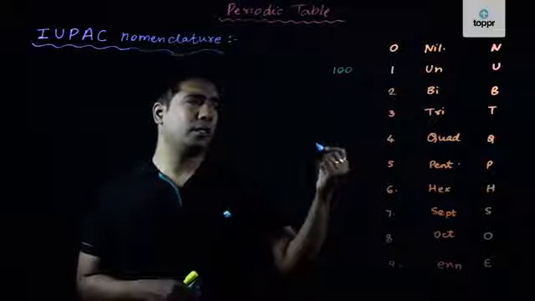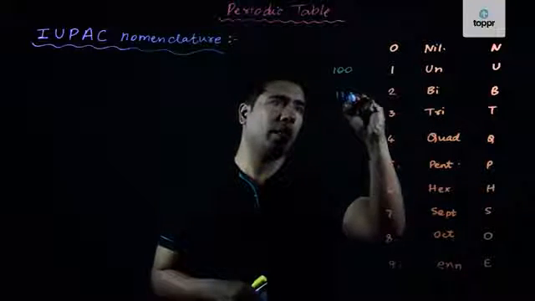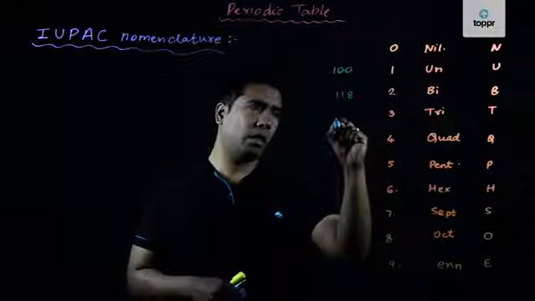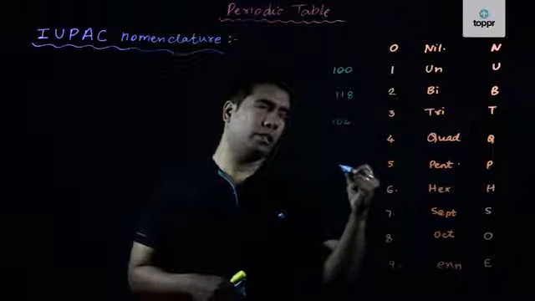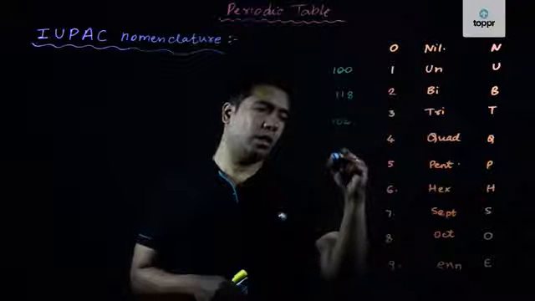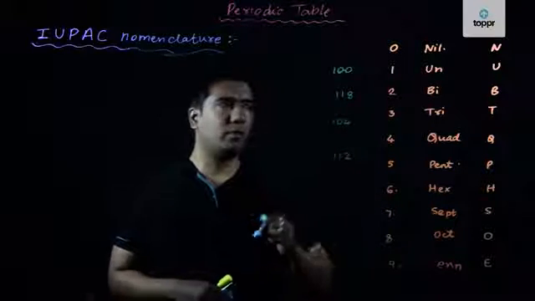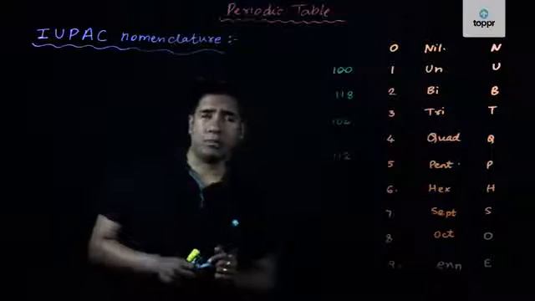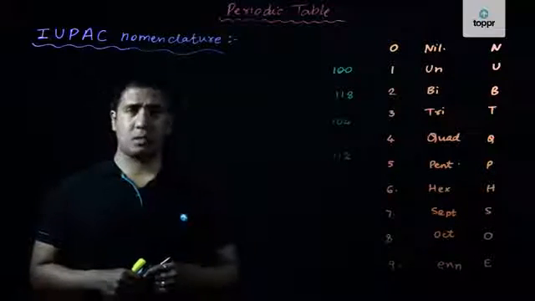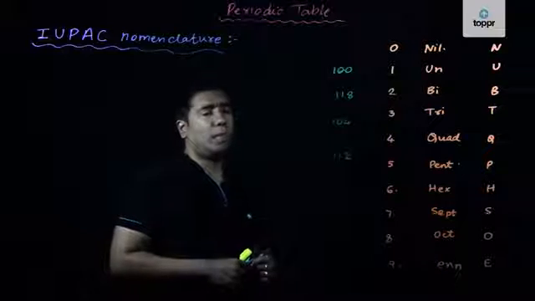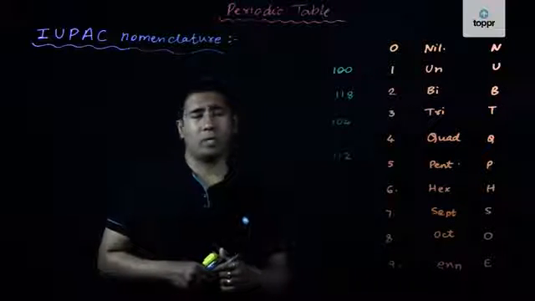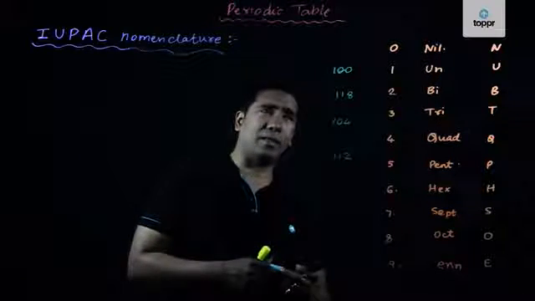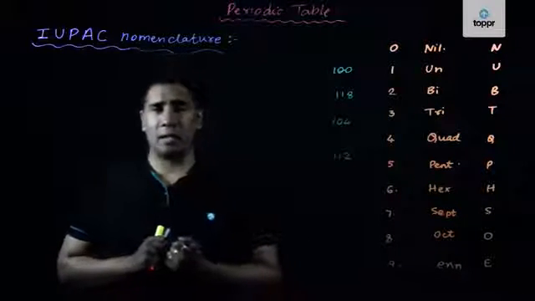Next, for example, the element with atomic number 118. Next, for example, the element with atomic number 104. Then, for example, 112. So in a similar way, here we are doing 4 examples, but again, my dear friends, we can do any number of examples which is possible. We can also write down the nomenclature for elements which are below 100, but as of now we will not be wasting time on that.